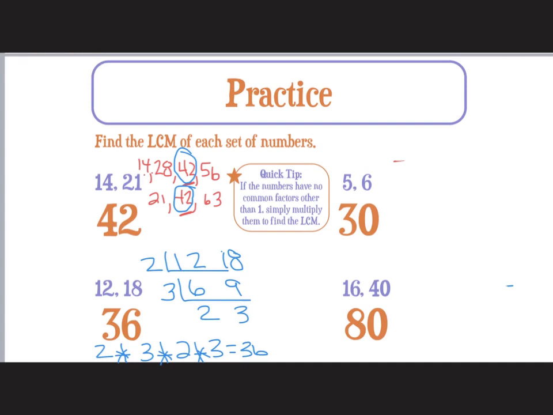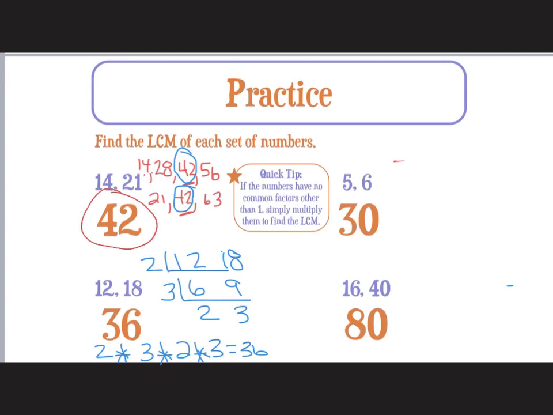So then this one, 21 times 1 is 21. 21 times 2 is 42. 21 times 3 is 63. I can stop there though because I already have numbers that are the same. It's 42. That's the smallest number that's in both lists. So that is our least common multiple.